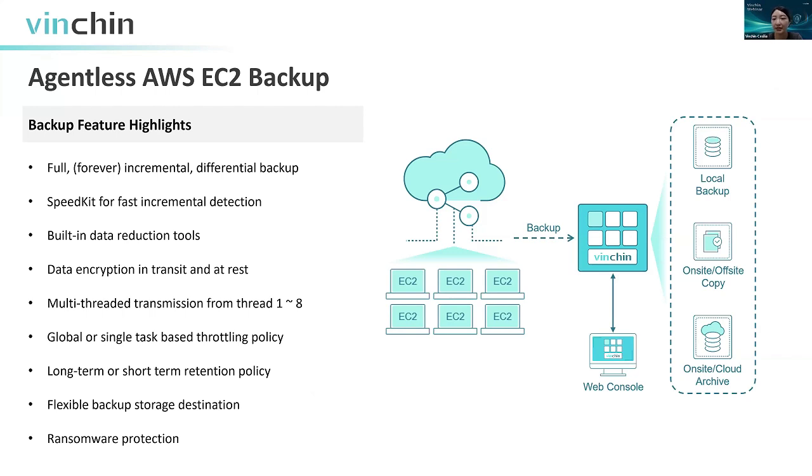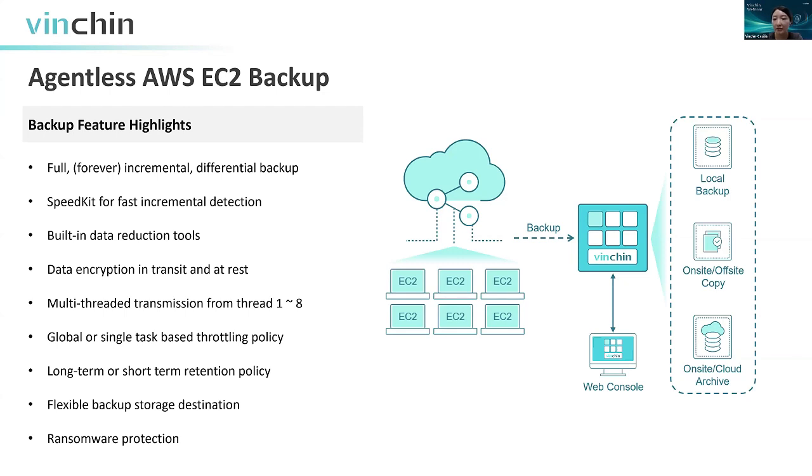And we have the Speed Kit for fast incremental detection for efficient incremental backups. We provide 3 built-in data reduction tools to largely reduce the data size. We have data encryption during transmission and in storage. We also provide multi-threaded transmission from 1 to 8 to increase data transfer efficiency. I will share more details about these strategies later on, and here I'm just listing some of them.